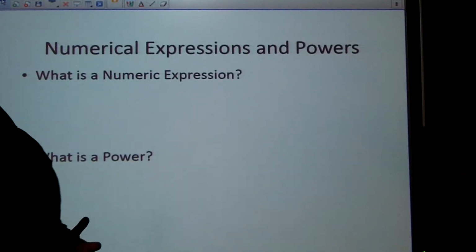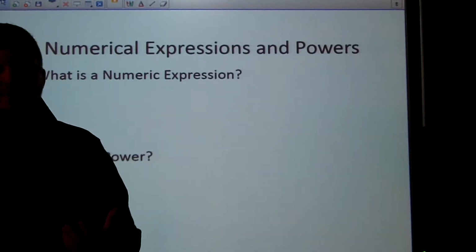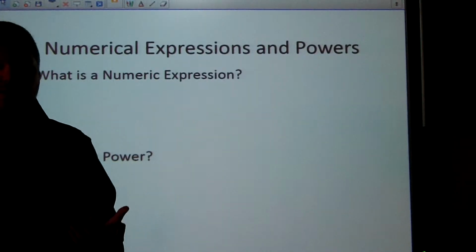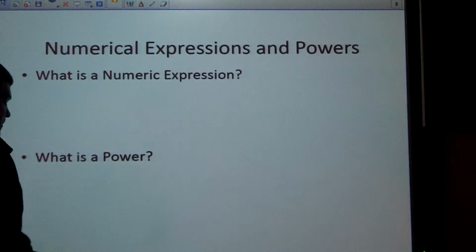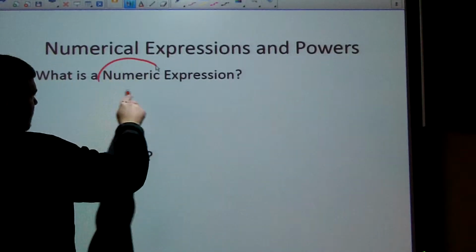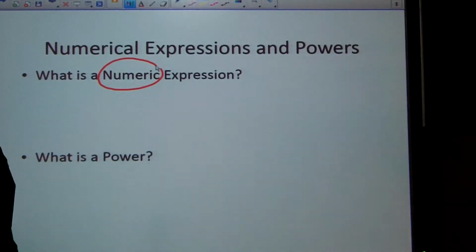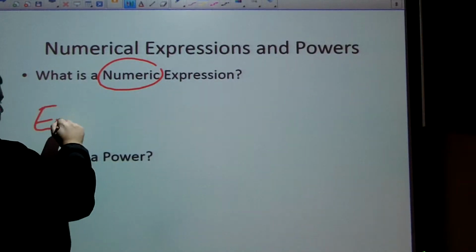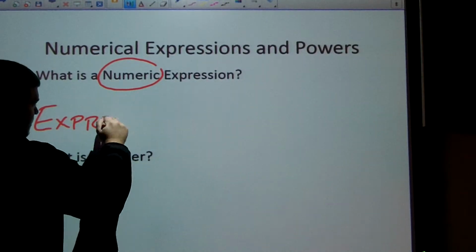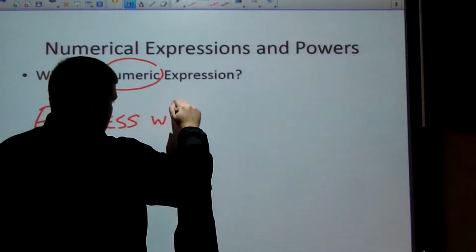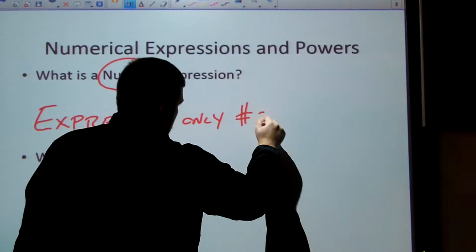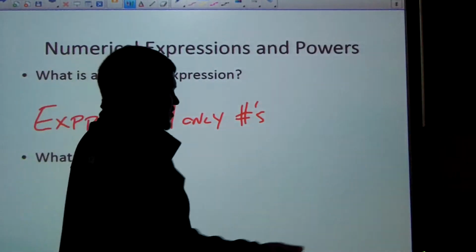Alright, so what's a numeric expression? That's what we're really going to start off with, because this is what we start off with in kindergarten, elementary school. So numeric expression, keyword here is numeric. Numeric just means number. So it's just some kind of expression with only numbers. So for example, 2 plus 2.